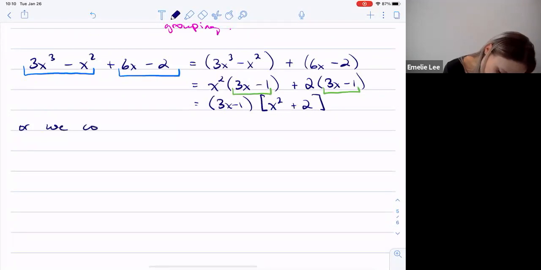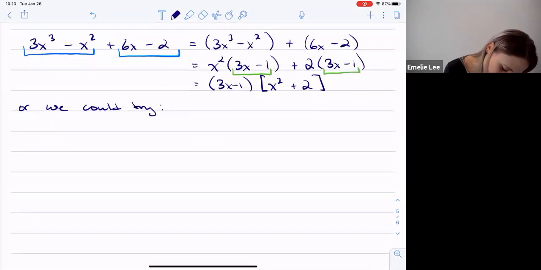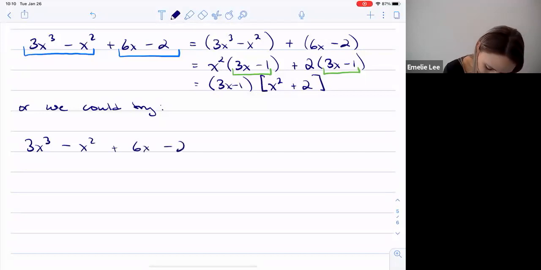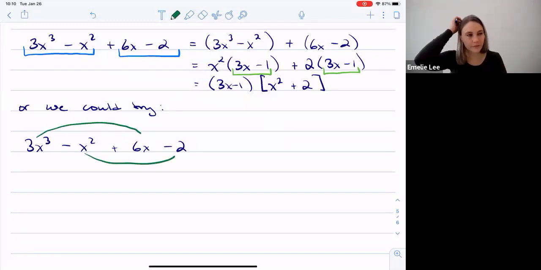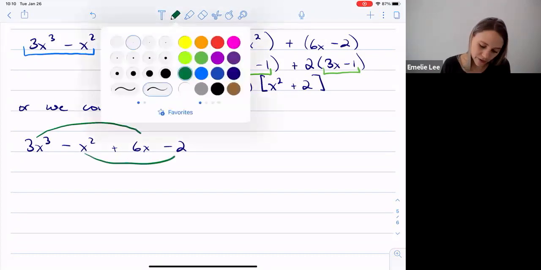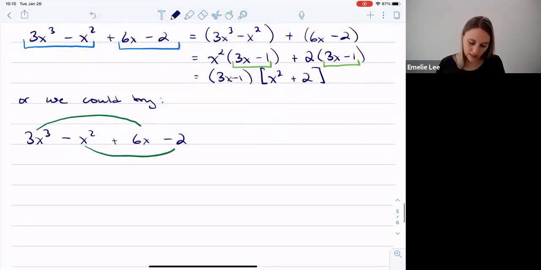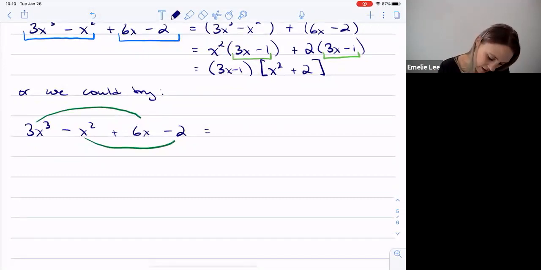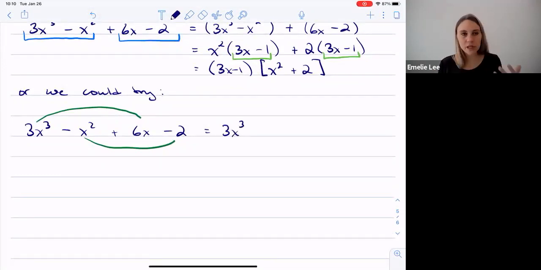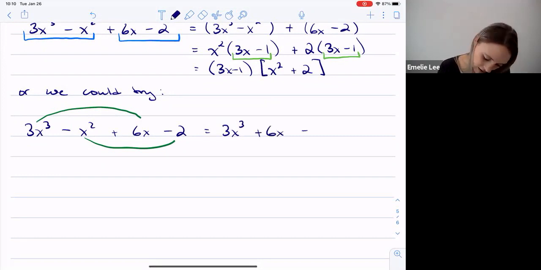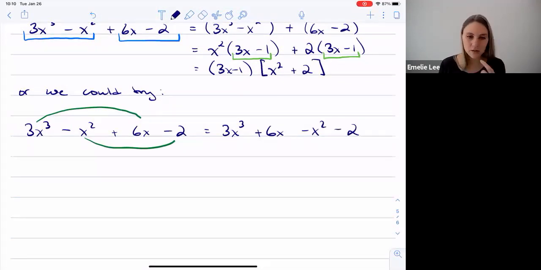Or we could try another grouping. So 3x to the 3 minus x squared plus 6x minus 2. Now I'm going to group these two and group these two. First, I'm going to rearrange these terms. I'm not changing anything by changing the order: 3x to the 3 plus 6x minus x squared minus 2.